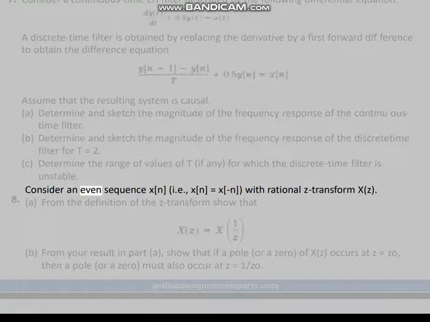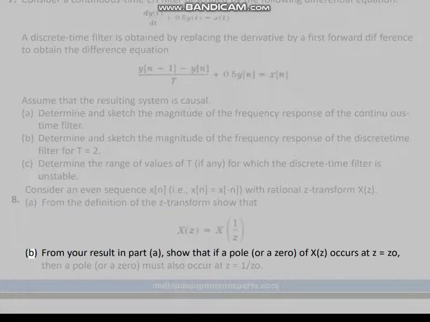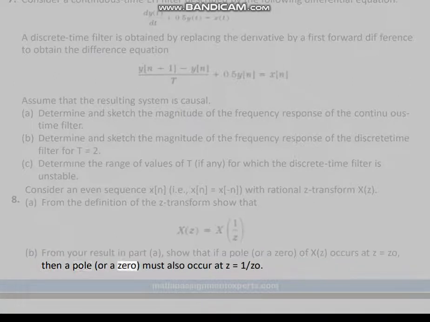Consider an even sequence x[n], i.e., x[n] equals x[-n], with rational z-transform X(z). A. From the definition of the z-transform show that X(z) equals X(1/z). B. From your result in part A, show that if a pole, or a zero, of X(z) occurs at z equals z0, then a pole, or a zero, must also occur at z equals 1/z0.